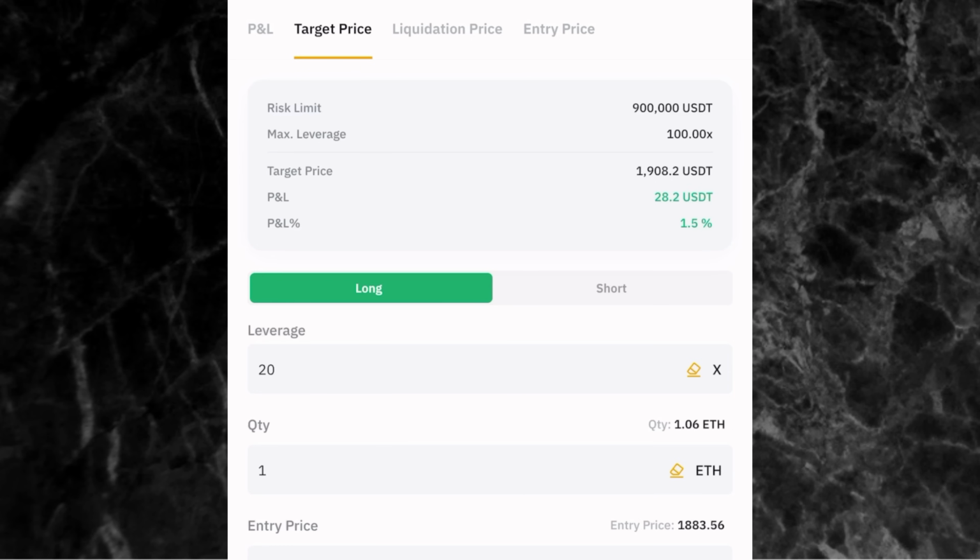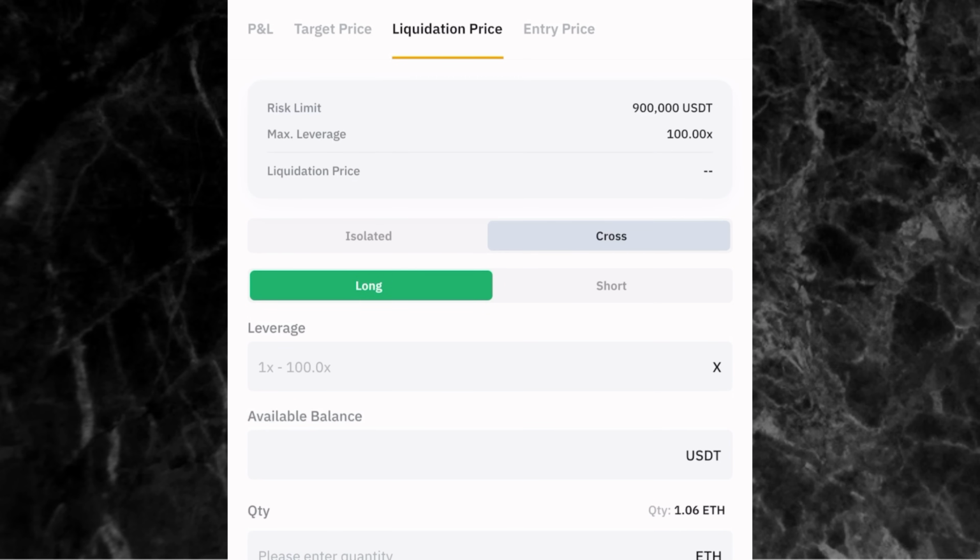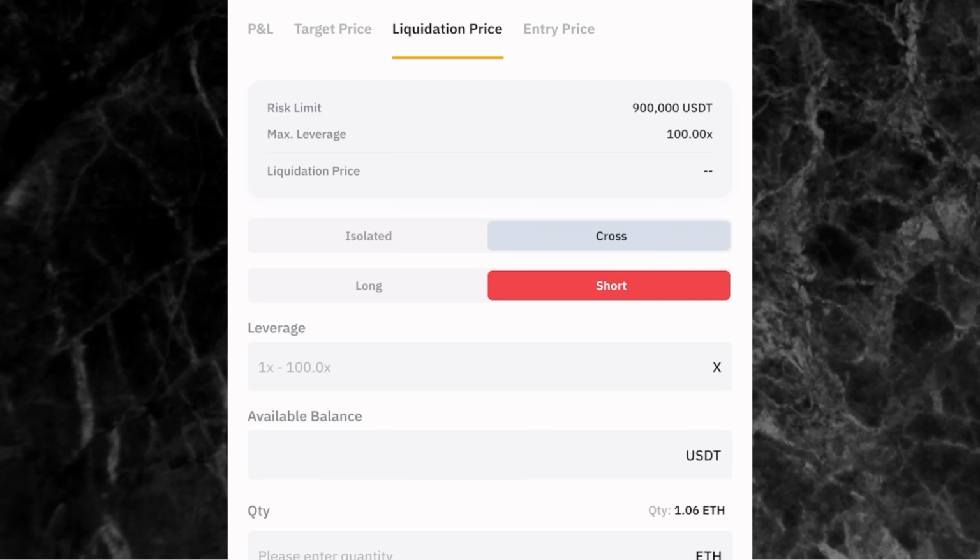That's for target price. Now for liquidation price, this shows you the price at which you will get liquidated. So in case you want to know the price you will get liquidated before you enter the trade, then you can do this. For this, just pick the margin you are using, whether isolated or cross. I'll pick cross margin, and then you pick whether you want to long or short. Let me pick short this time.